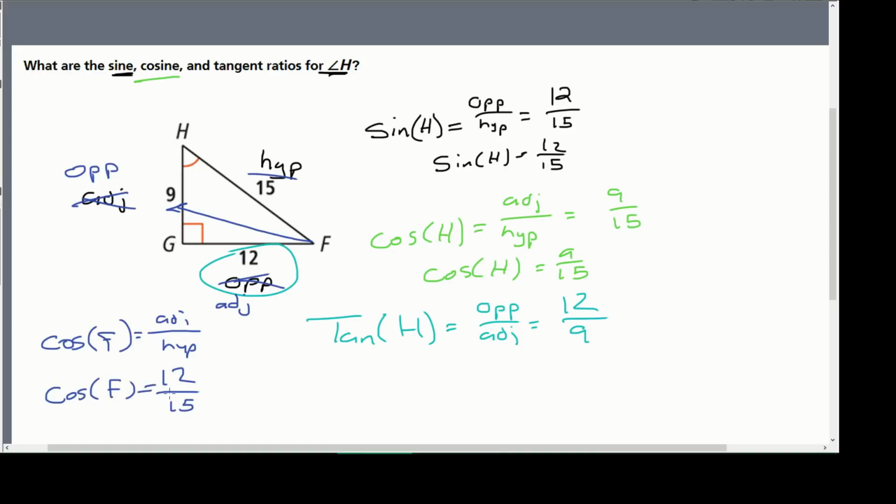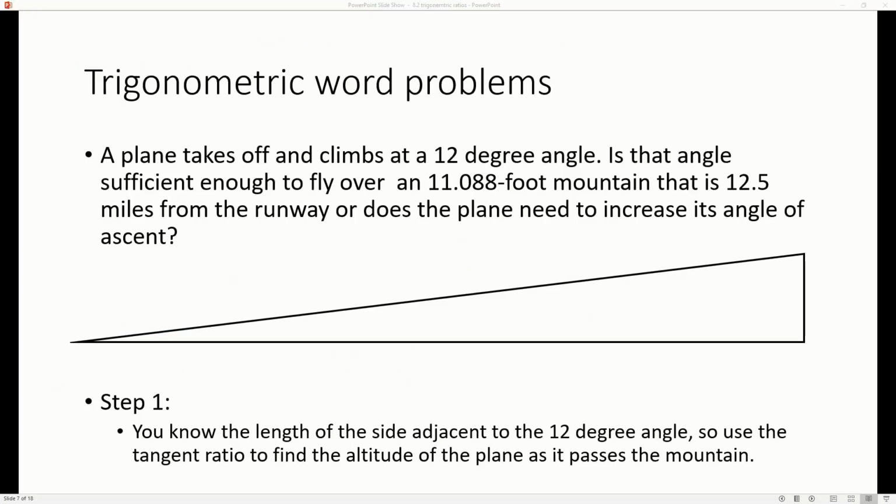Now we have cosine of f is equal to 12 over 15. Let's look at this word problem. We have a plane that takes off and climbs at a 12-degree angle. Is that angle sufficient to fly over an 11,088 foot mountain that is 12.5 miles from the runway, or does the plane need to increase its angle of ascent?